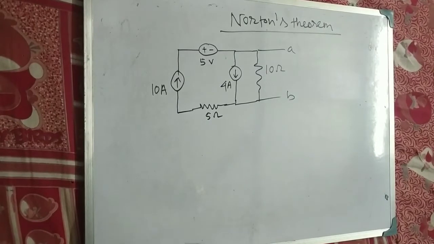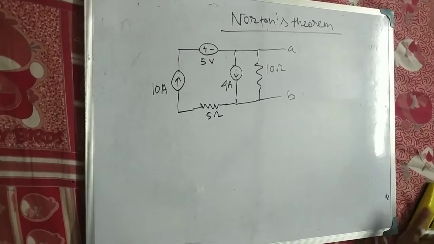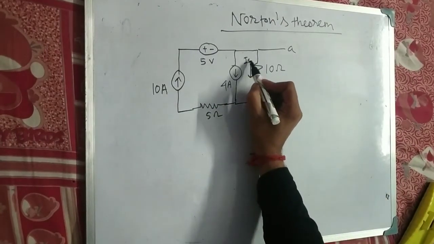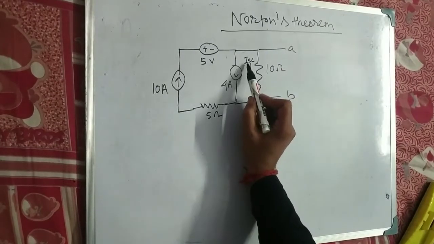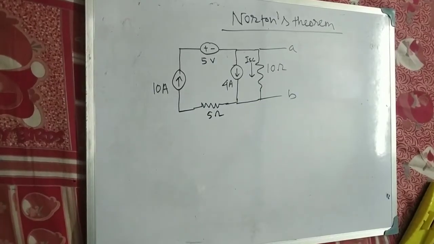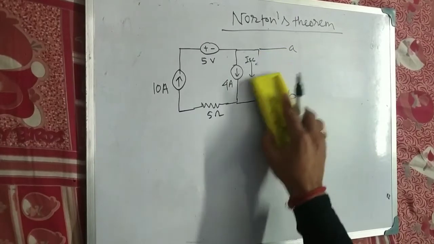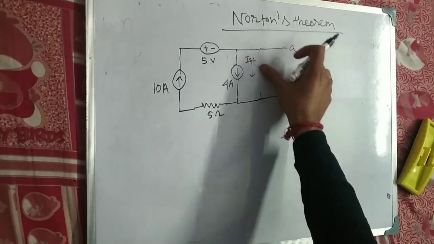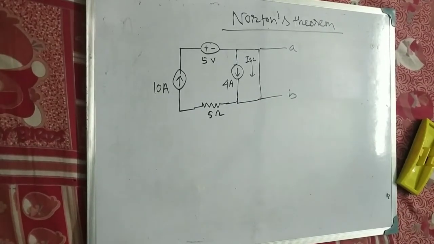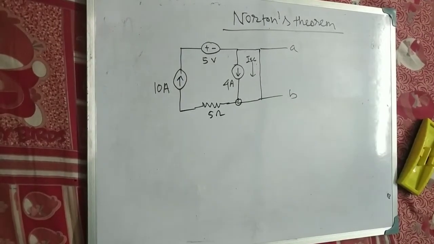So in Norton's theorem, if we want to calculate the current through the 10 ohm resistance, first we have to find the short circuit current. So we short circuit this 10 ohm resistance. Let's do it. First short circuit this terminal. If we short circuit this terminal, KCL will always be valid.